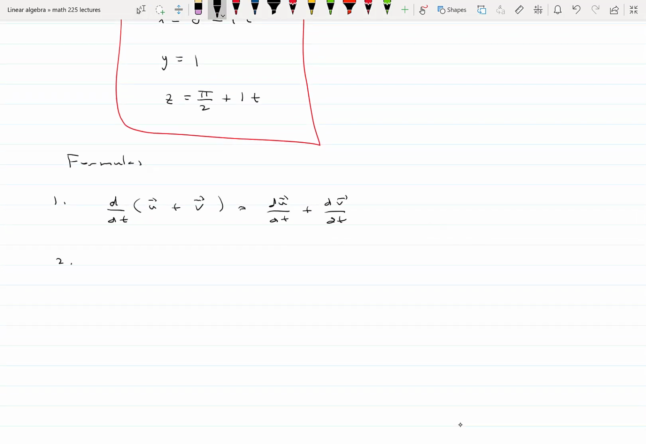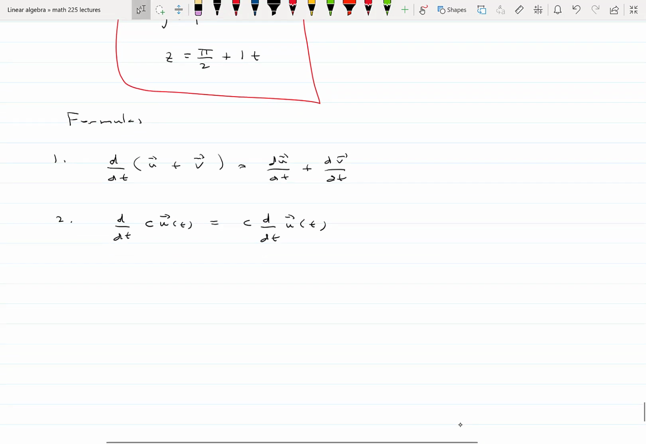Okay, if you want the time derivative of a scalar multiple of a vector function, these vector functions are u of t and v of t. The scalars factor out, just like they did in Calc 1. Okay, now we get one that's pretty elaborate. It doesn't have a complete Calc 1 analog.